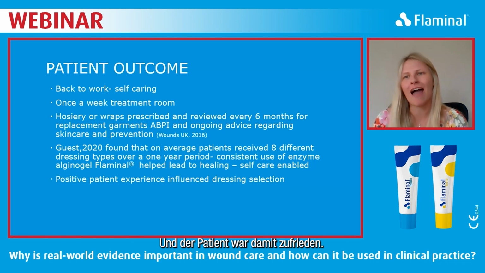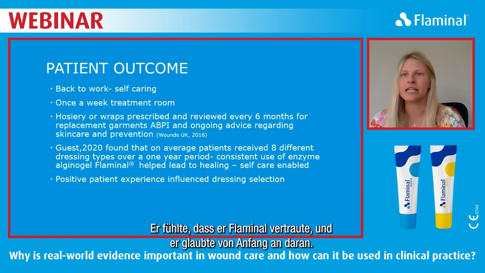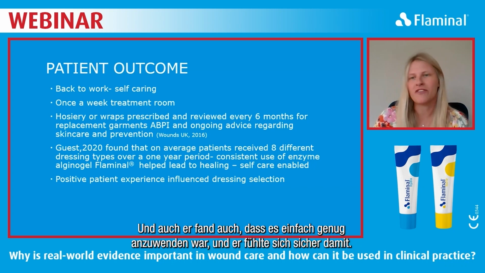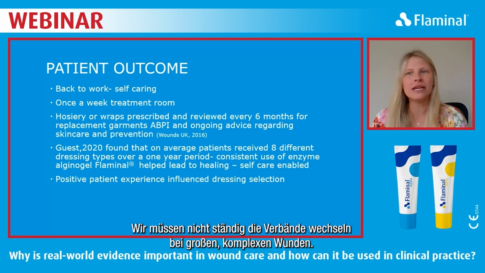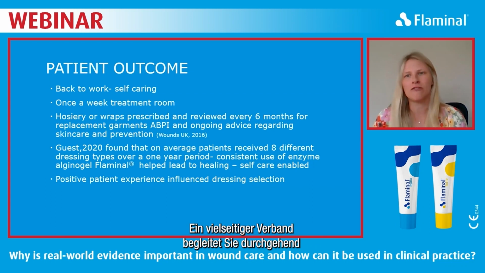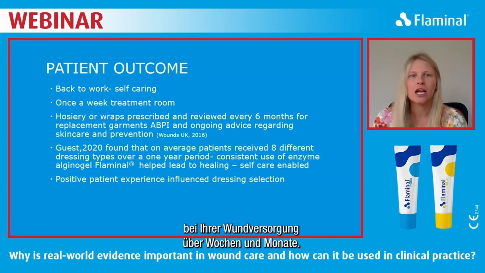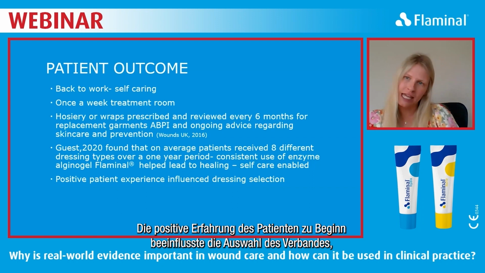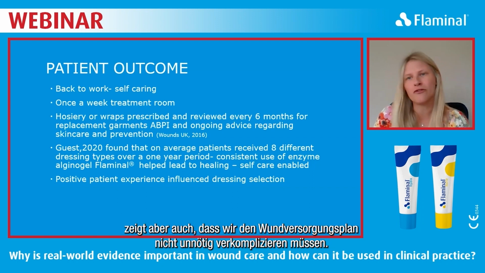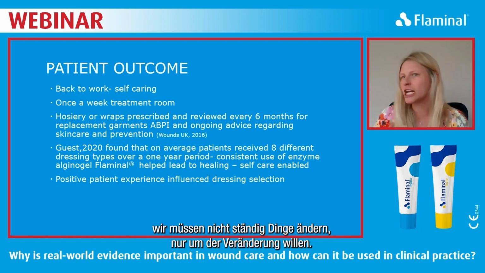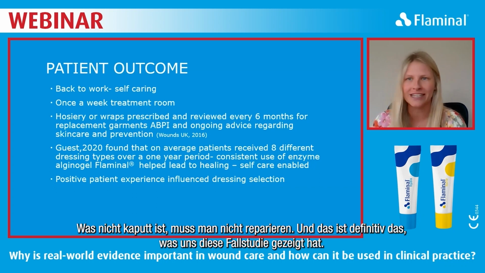And the patient felt happy with that. He felt like he trusted Flaminol and he believed in it from the first time he had it. And also he felt it was easy enough to apply and he felt secure using it. We don't need to keep changing dressings when you've got big complex wounds. One dressing that's versatile will follow you right through your wound care journey for weeks and months. So the positive patient experience that he had initially influenced dressing selection, but also the fact that we don't need to be overcomplicating our wound care plans. We don't need to be making sandwiches. We don't need to be changing things for the sake of changing things. If it's not broke, don't fix it. And that's definitely what we found in this case study.